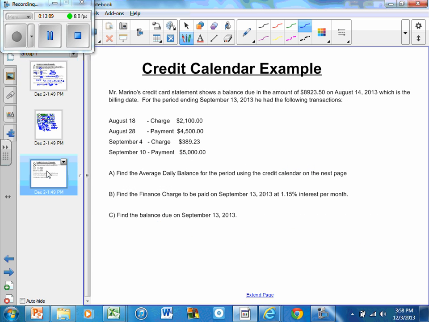So your problem now is here, a little bit different. You're going to go the other direction. You're going to move forward. I moved backwards. You're going to use a credit calendar, which you find on the desk up at Mr. Kimbler's desk, and you're going to try to calculate and see if you can see what the finance charge should be and what the average daily balance would be for this billing cycle. Good luck.